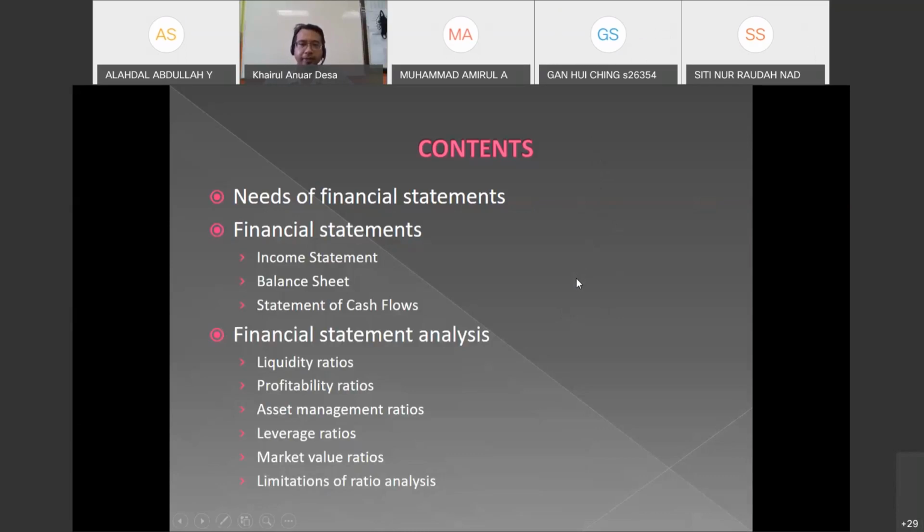Now, this is the content of the financial statement and cash flow. So, why do we need the financial statement? Okay, this is just what we call revisions of the financial statement. In the financial statement, we are going to discuss what the income statement is, what the balance sheet is, and also the statement of cash flow. And after that, we're going to discuss the financial statement analysis, how we're going to use the financial statement in our course.